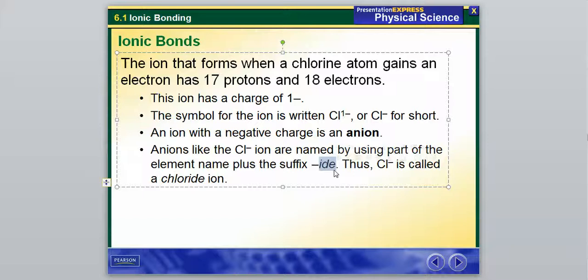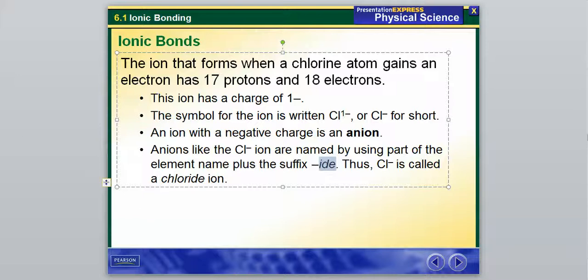So thus Cl minus is called a chloride ion. It's not called a chlorine ion anymore. Because it has a negative charge associated with it, we add the suffix IDE on the end. So now we have chloride ion. So hopefully that makes sense. Again, I know that's a lot. Anion, negative charge, written just with a minus sign because it has one more electron than protons. And when we actually write the names for them, the names change a little bit when they have an extra electron. And now we write IDE at the end. So we have a chloride ion.